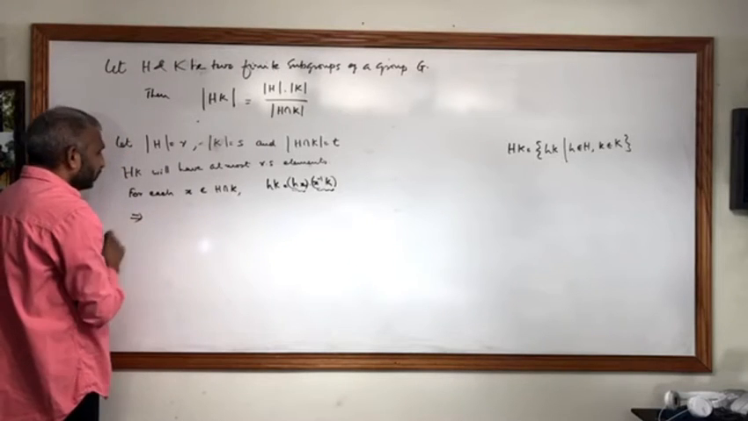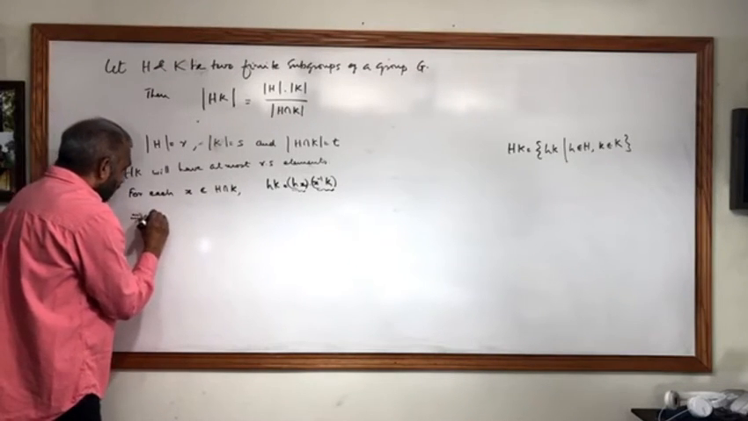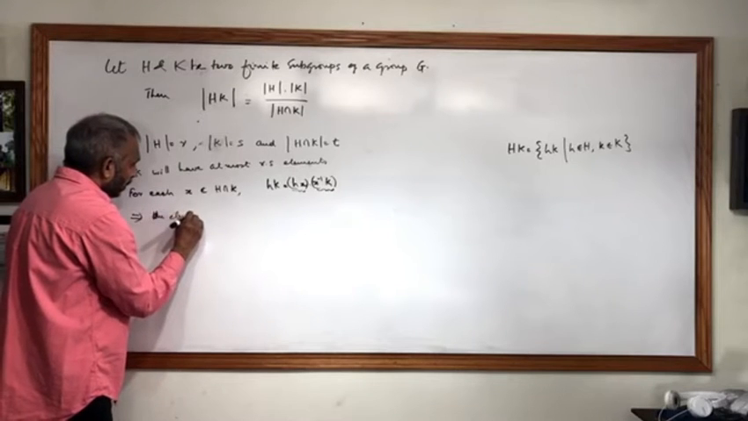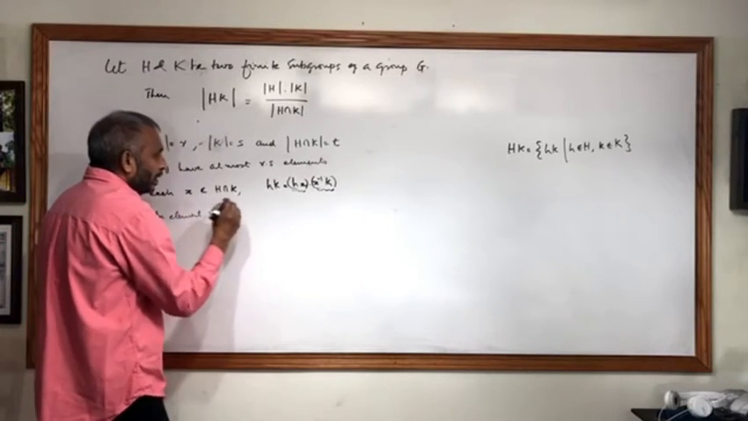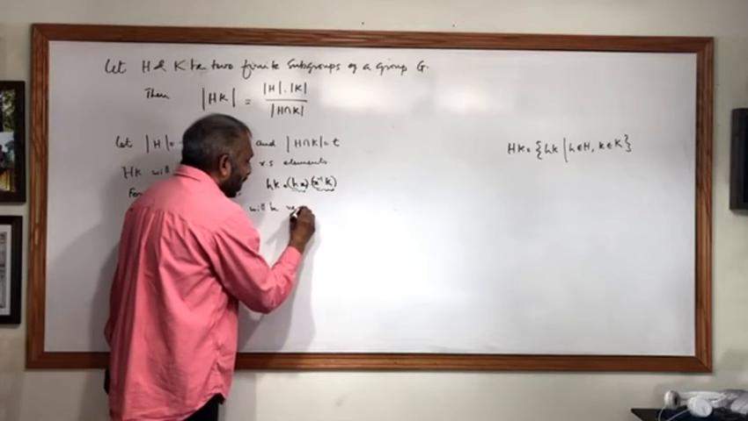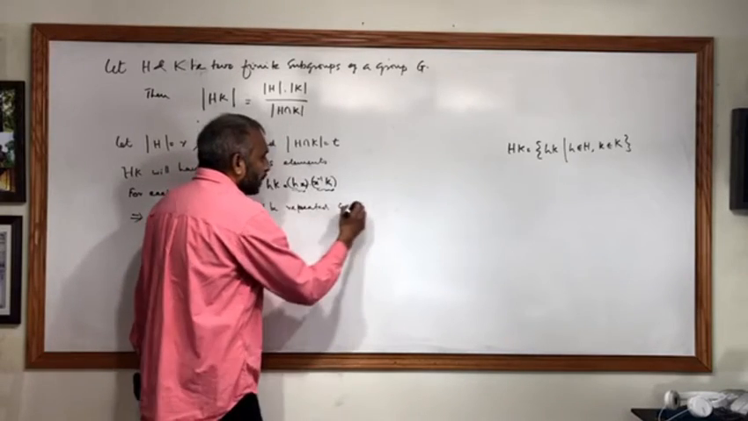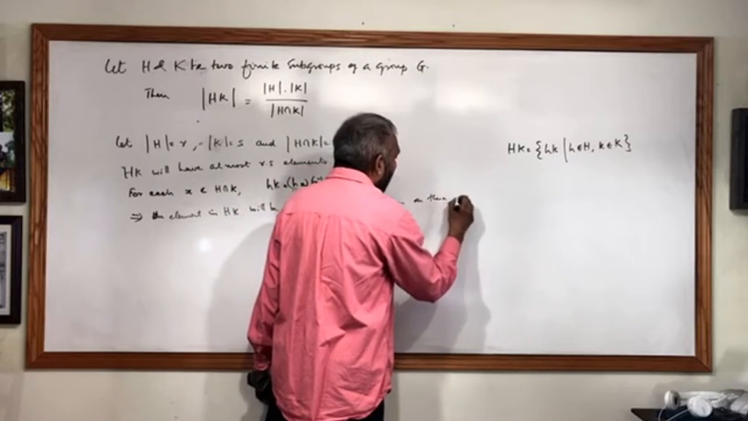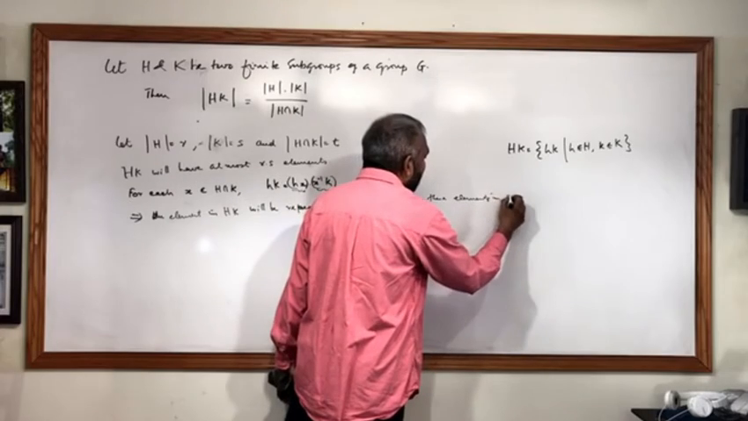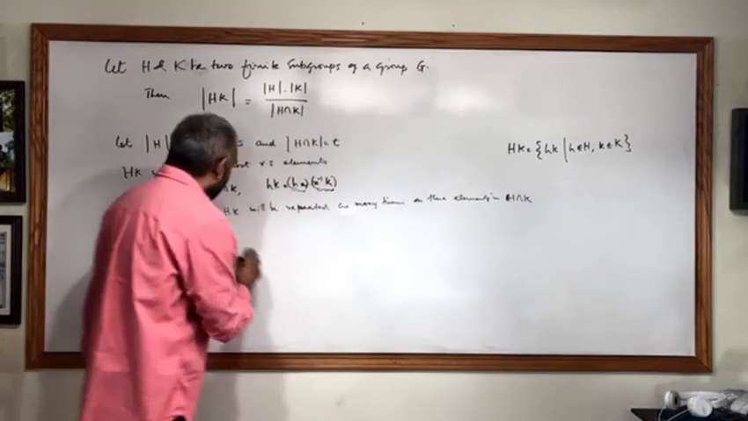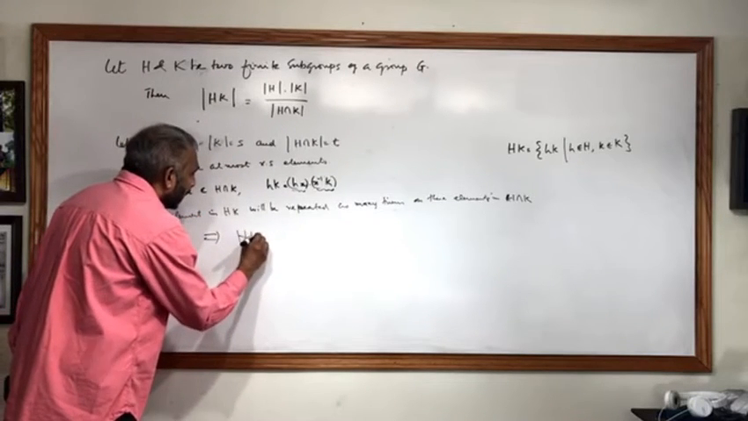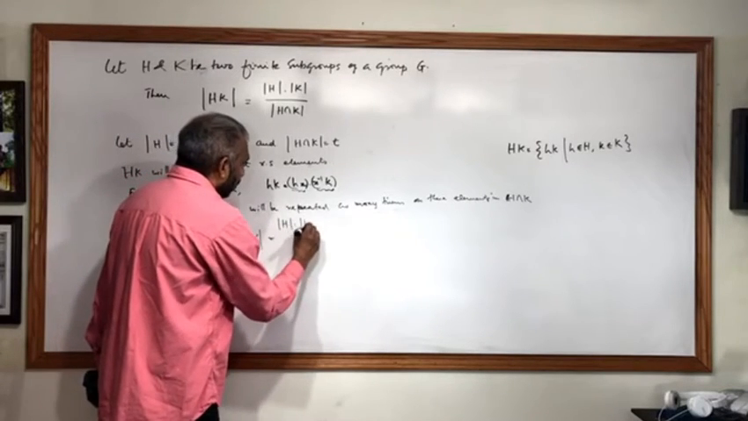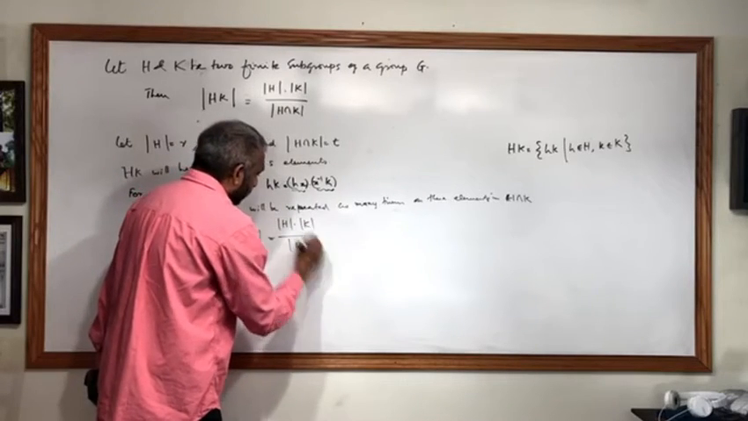So that implies every element in HK will be repeated as many times as there are elements in H intersection K, and that implies the order of HK is equal to order of H times order of K divided by the order of H intersection K.